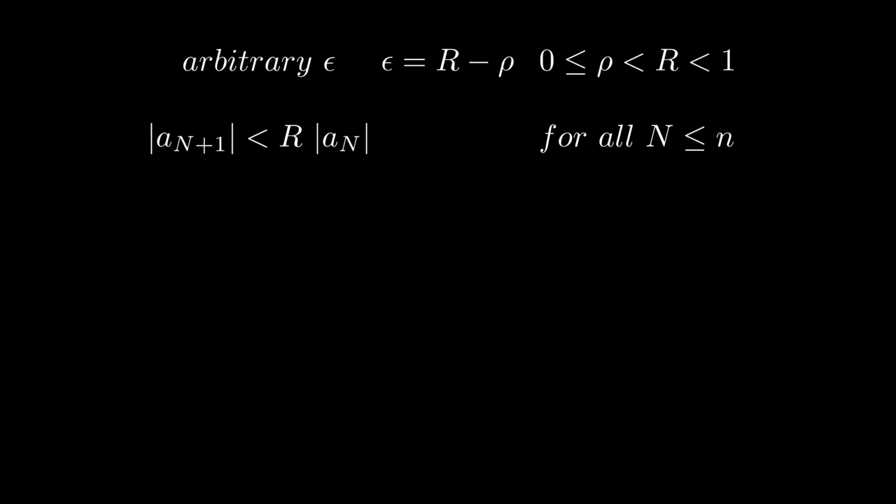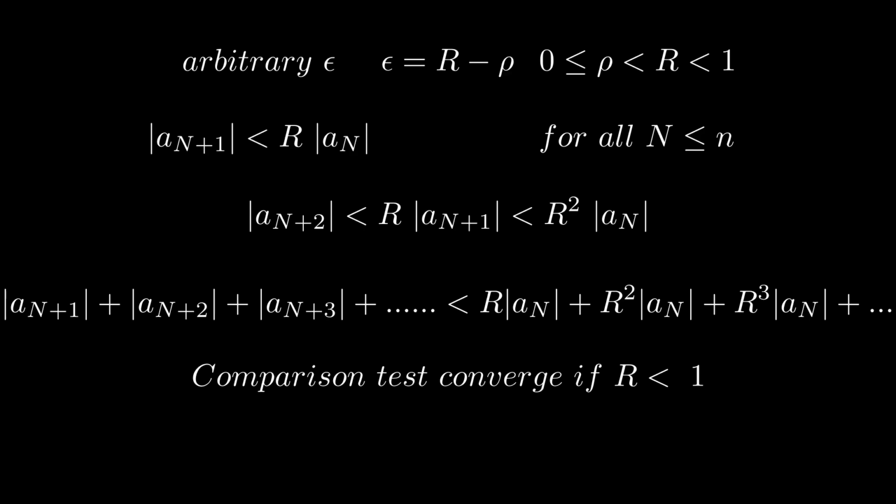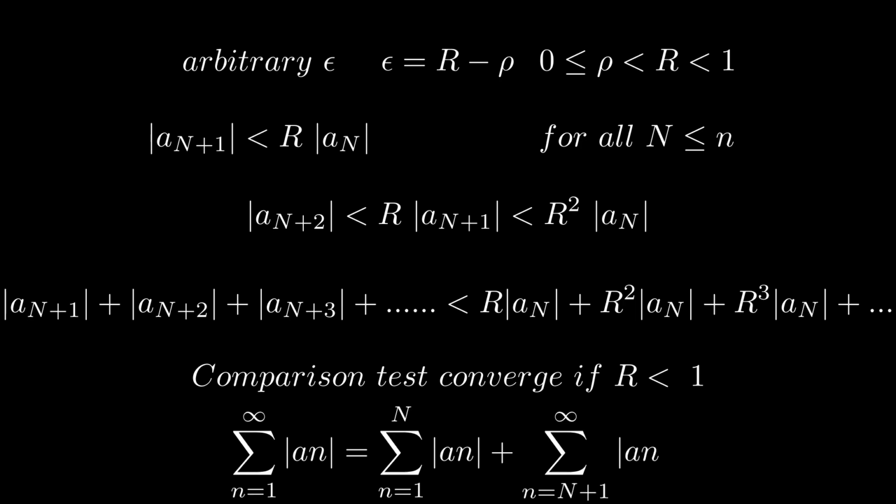And by the transitive property of inequalities, we can relate the next term to the previous terms. If we add up the terms, we now end up with a geometric series that converges since r is less than 1. Therefore, we apply the comparison test and conclude that the series converges given that the geometric series does. However, this result applies when n is bigger or equal to capital N. Since we can add finite terms to a convergent series without affecting the convergence, we conclude that the series converges.